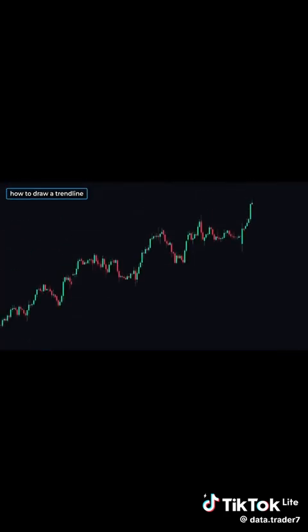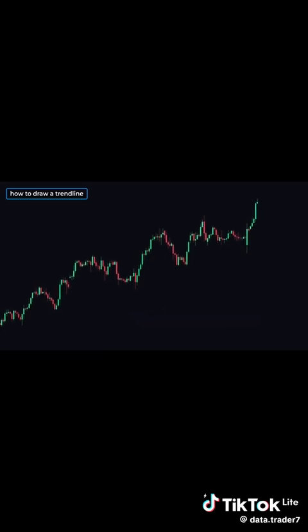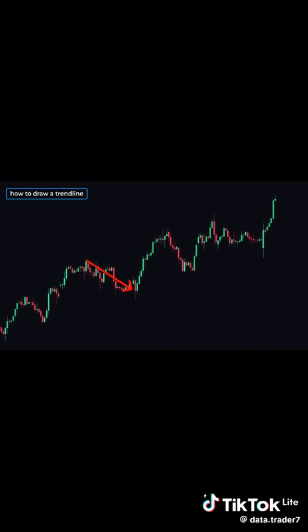To draw a trend line, we first need to identify something called swing points in the price. A swing point is when price moves into an area and then moves away from it. For example, here we can see that price went down and then reverses back up. Now, this lowest point before the price moves away is called a swing low.